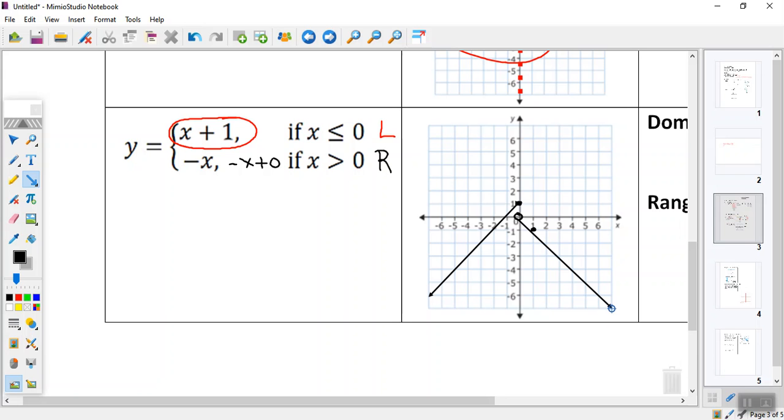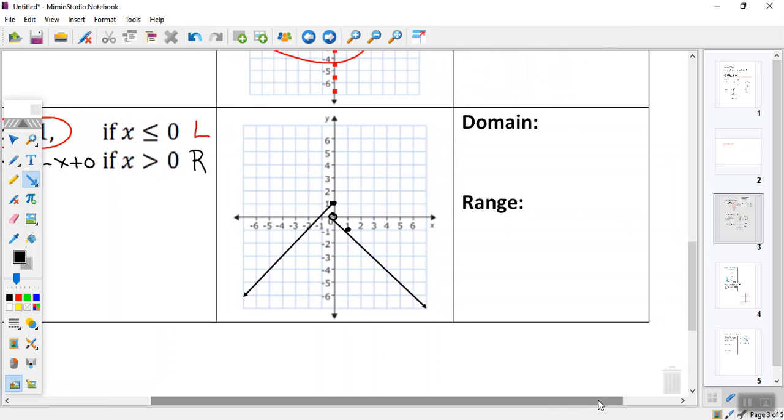What's it look like the domain is again, kids? All real numbers. All real numbers every time is boring.